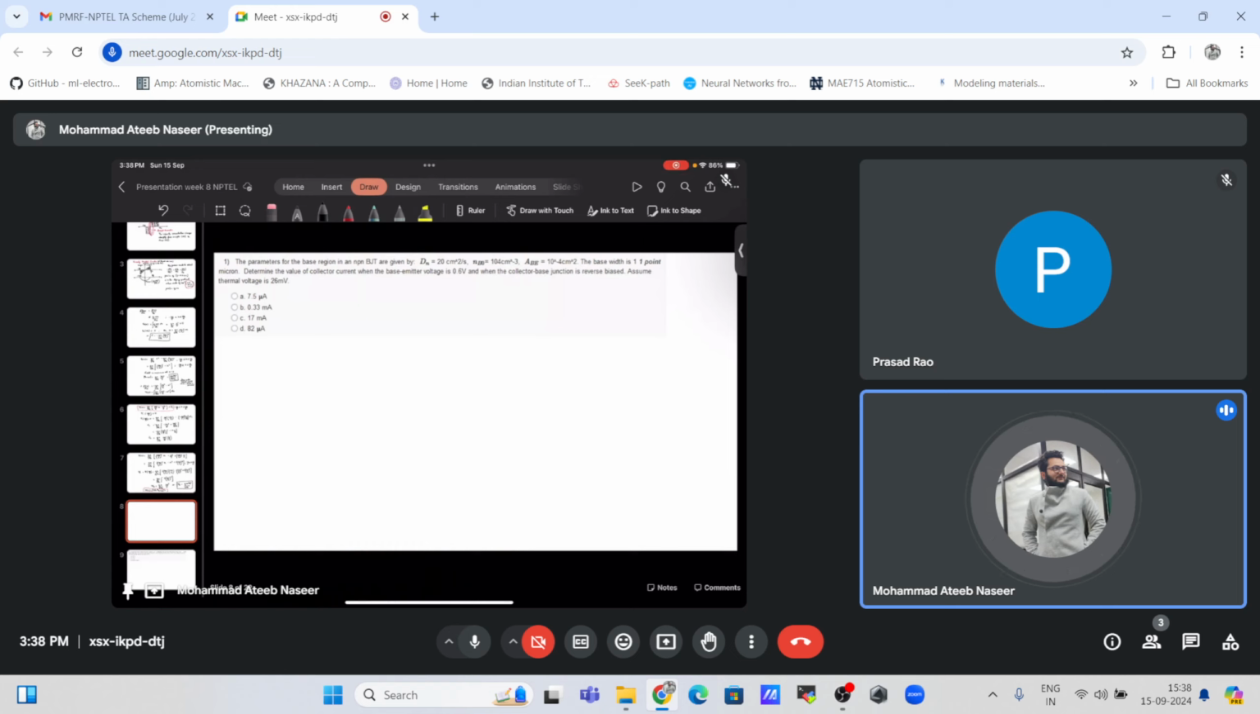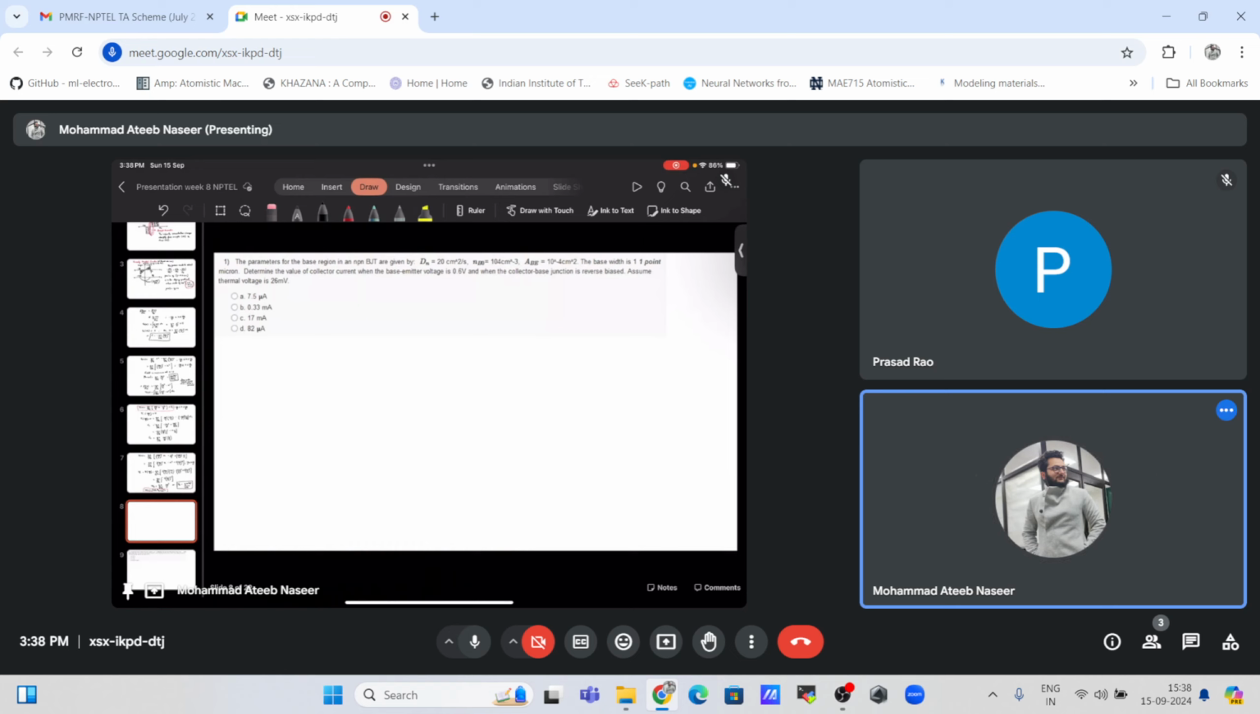Another condition is that the base region should be narrow. We will have a problem on what its length should be, which is associated with the diffusion of the carriers moving from the emitter to the collector. We will see that problem also.